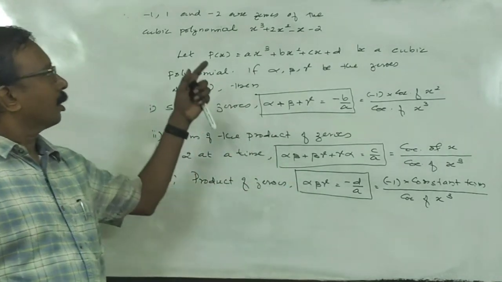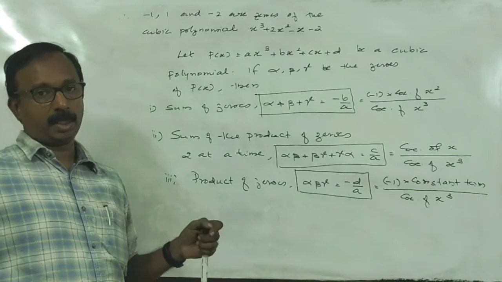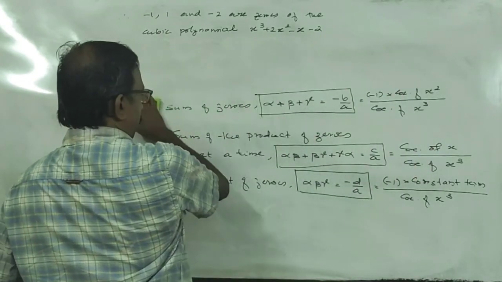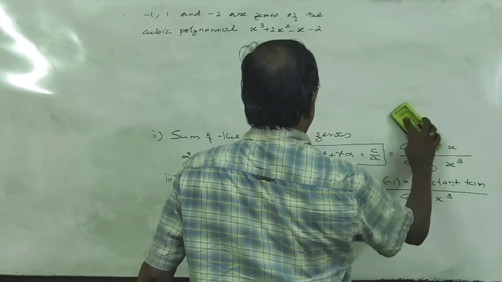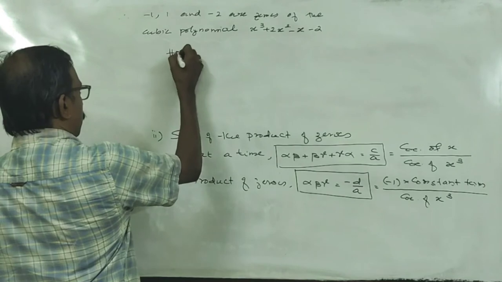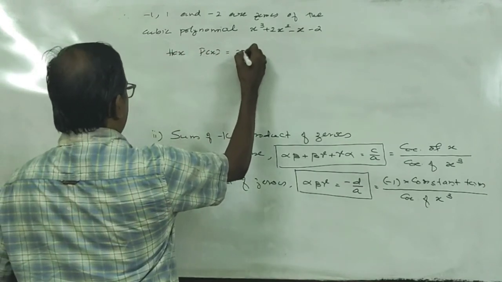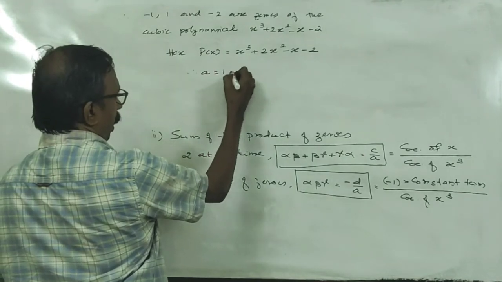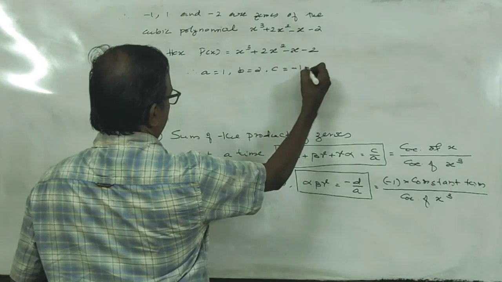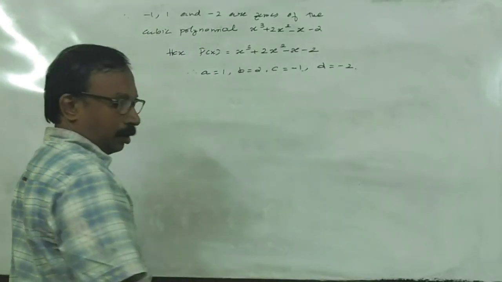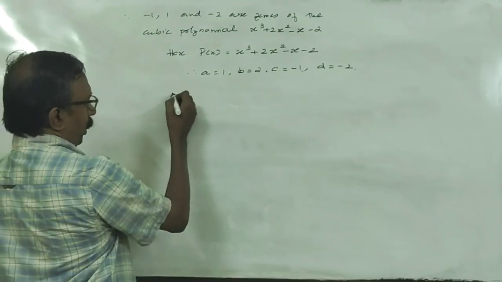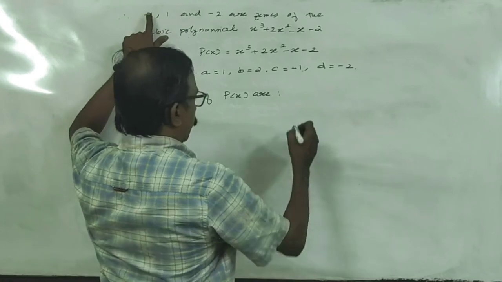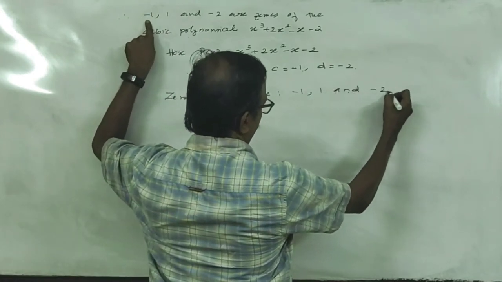Now we can verify the zeros of this polynomial and its coefficients. Here p of x is x cube plus 2x square minus x minus 2. Therefore, a is equal to 1, b is equal to 2, c is equal to minus 1, d is equal to minus 2. Let us see the zeros of p of x. Zeros of p of x are minus 1, 1 and minus 2, isn't it?